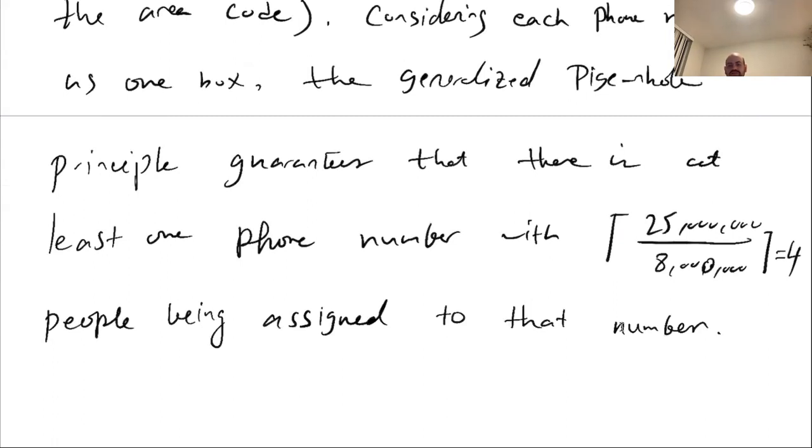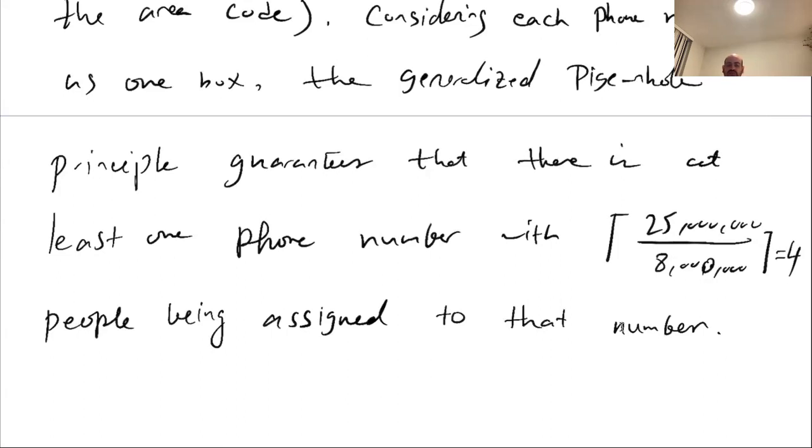And it's 4 people being assigned with that phone number. So how many area codes do I need? So if I have 4 different area codes, because apart from, remember, this is apart from the area code, at least one number will have four different people assigned to the same phone number.